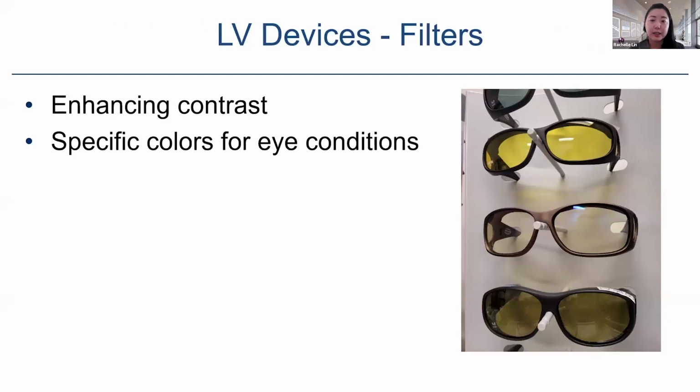Filters. There are different light filter colors that we may recommend or trial with the patients. For example, for enhancing contrast, yellow can help some patients, and there are specific colors for particular eye conditions, for example, red colors for patients with achromatopsia and cone dystrophy.